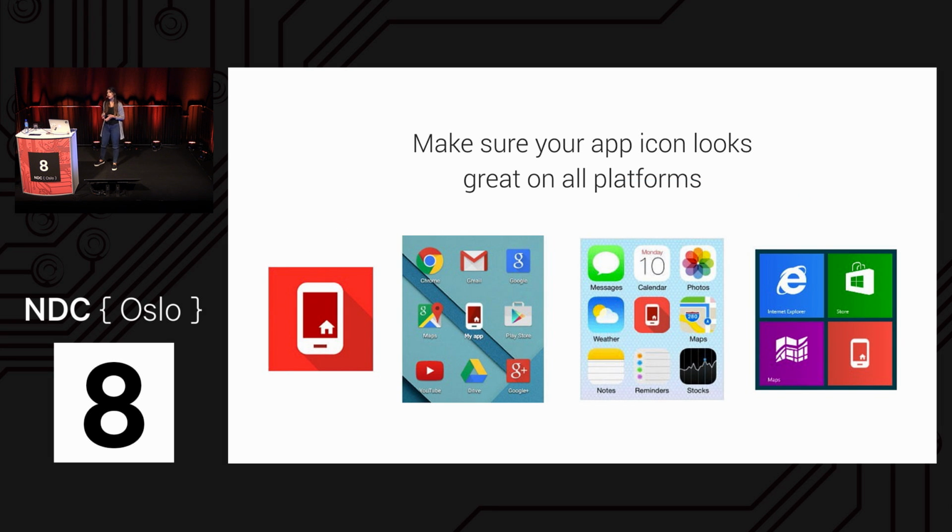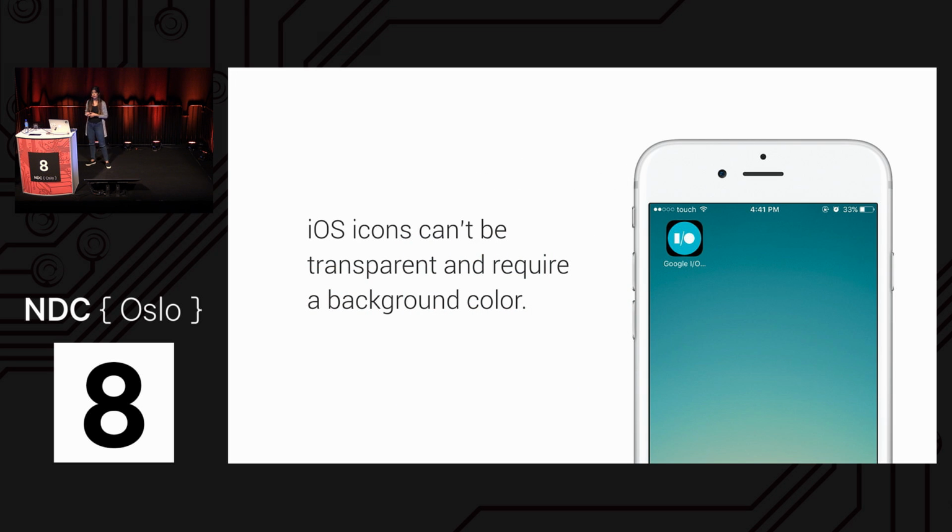Also, make sure your app icon looks good on all platforms. As I said, there are many formats for each icon on different devices and different platforms. For example, on iOS, the icons can't be transparent. They require a background color. And if you do it as a circle, this will happen: it will have a black background border. So it needs to be a solid square. And there are lots of other formats that should be considered.